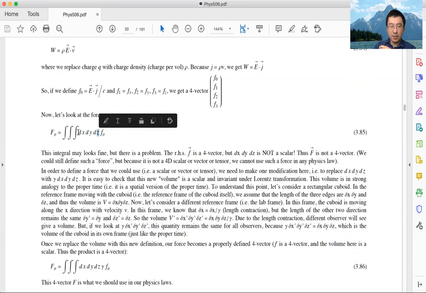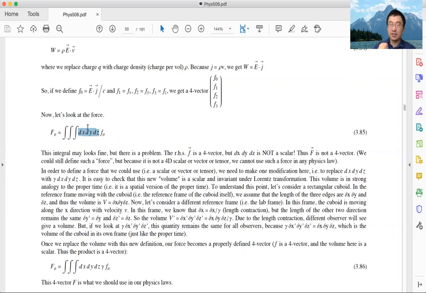The problem is this spatial integral. dx, dy, dz is not a 4D scalar. Volume is not invariant under Lorentz boost. This is because of length contraction. If we change reference frame, the length along the x direction, along the velocity direction, will contract. And that length contraction means this volume is changing. If the volume is changing, this volume is not a scalar.